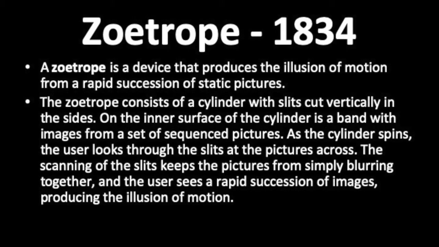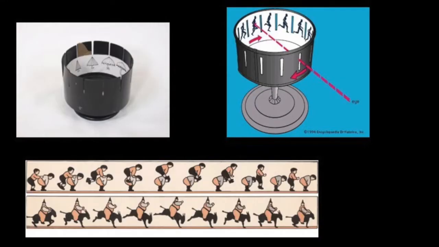The zoetrope was a device that actually started out as a parlor toy. It's a device that produces an illusion of motion from a rapid succession of static pictures. Here is a really good example of a zoetrope. It's a cylinder with a bunch of slits cut in it. What you do is you put your drawings on the inside, and then you look through the small slit, and while it turns, it gives you the illusion of motion.